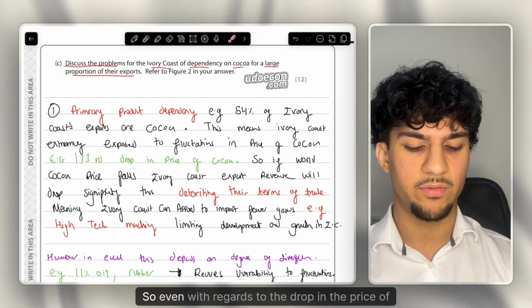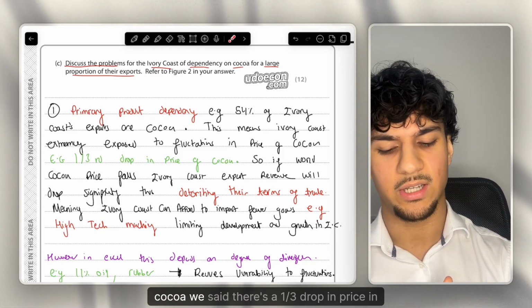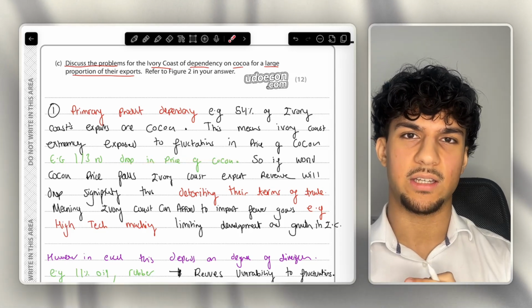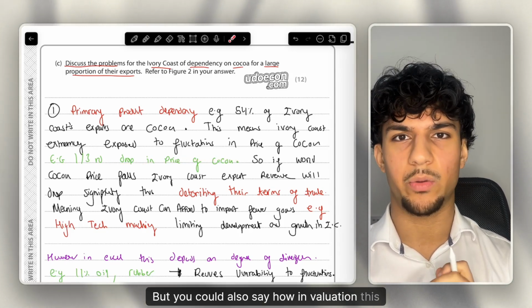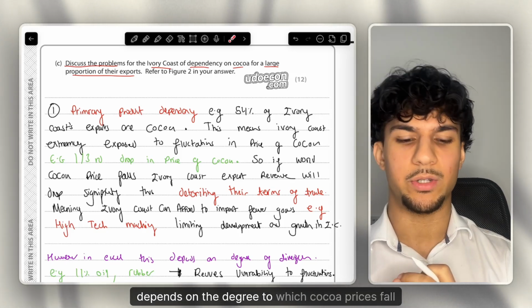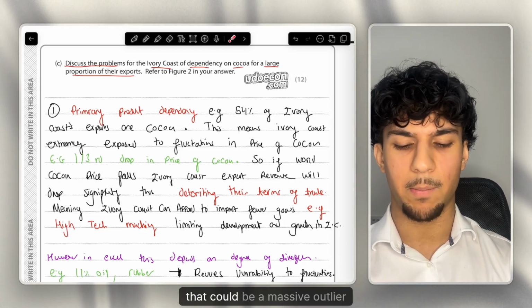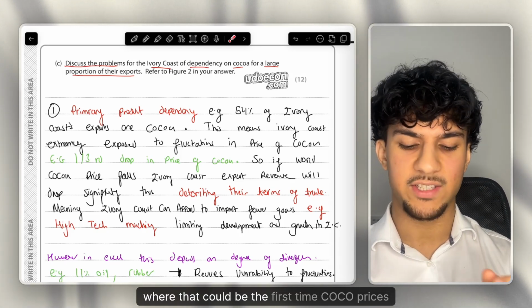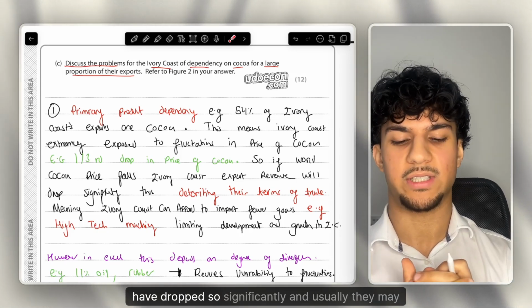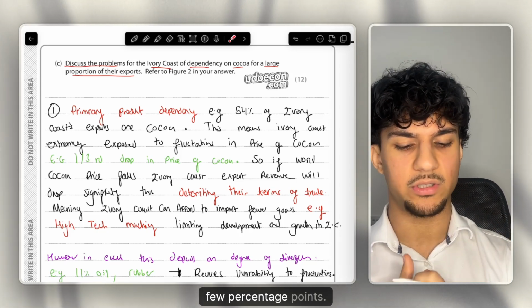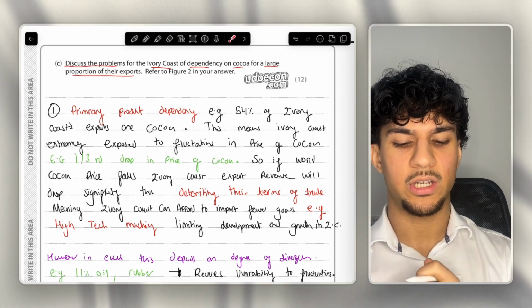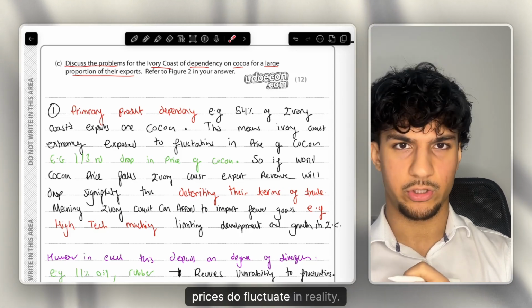And there's even more here. So even with regards to the drop in the price of cocoa, we said there's a 1/3 drop in price in 2017, I believe. But you could also say in evaluation that this depends on the degree to which cocoa prices fall, as that could be a massive outlier, where that could be the first time cocoa prices have dropped so significantly. And usually they may only drop or fluctuate a few percentage points. So it really does depend on how much these prices do fluctuate in reality.